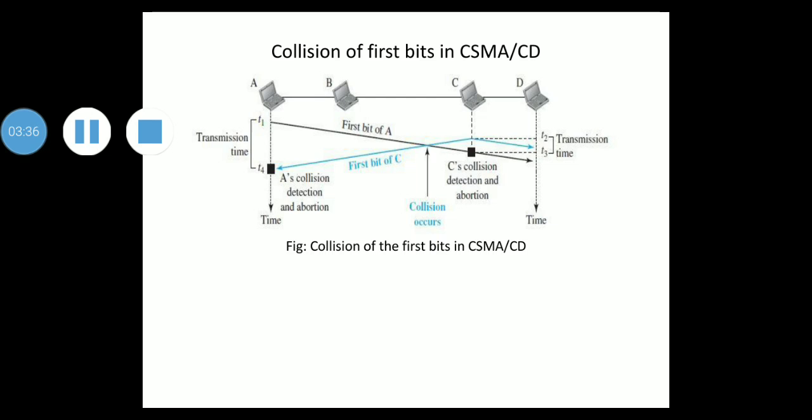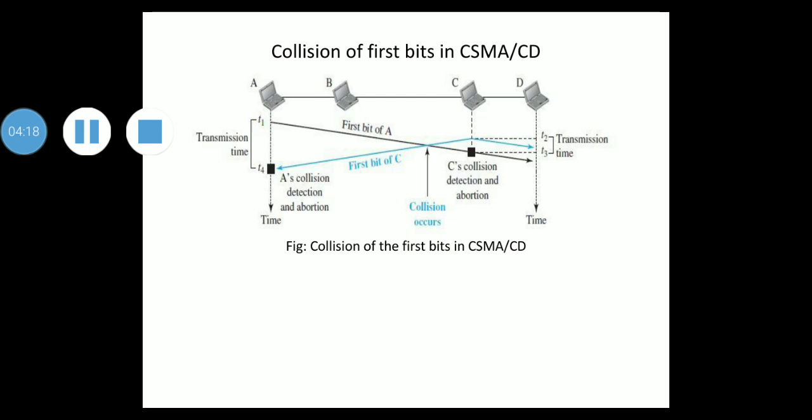Then station A detects the collision at time t4. You can see here at time t4, station A detects a collision when it receives the first bit of C's frame, and it also immediately aborts transmission. Station A transmits for the duration t4 minus t1. Station C transmits for the duration t3 minus t2.